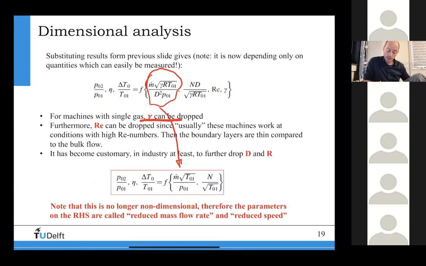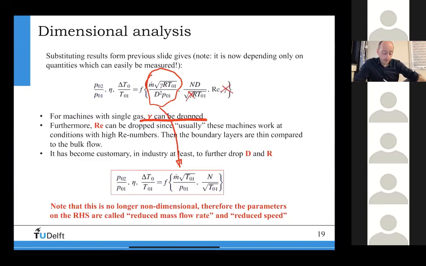So if you want to compare machines that always operate with air, and this is what happened in reality, most of these machines actually compressed air, or they used the flue gas in turbines to expand this flue gas, and then gamma is constant. You can compare different machines among each other if they always use the same gas. So gamma can be dropped, and that's why gamma is dropped, for example, here, and also here.